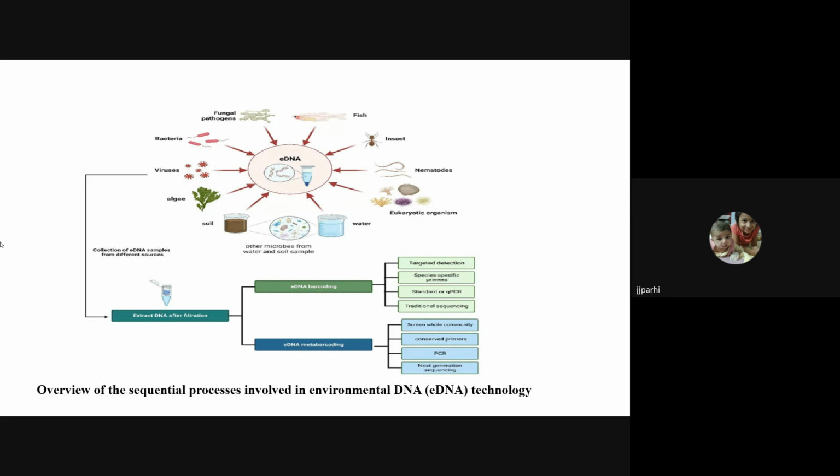Now coming to metabarcoding, as I told you, it is a screen of the whole community. Here we use a conjugate set of primers to identify a group of species. Then we can do PCR or next generation sequencing. So these are the basic differences between barcoding and metabarcoding, once we get the DNA, on how to go ahead.